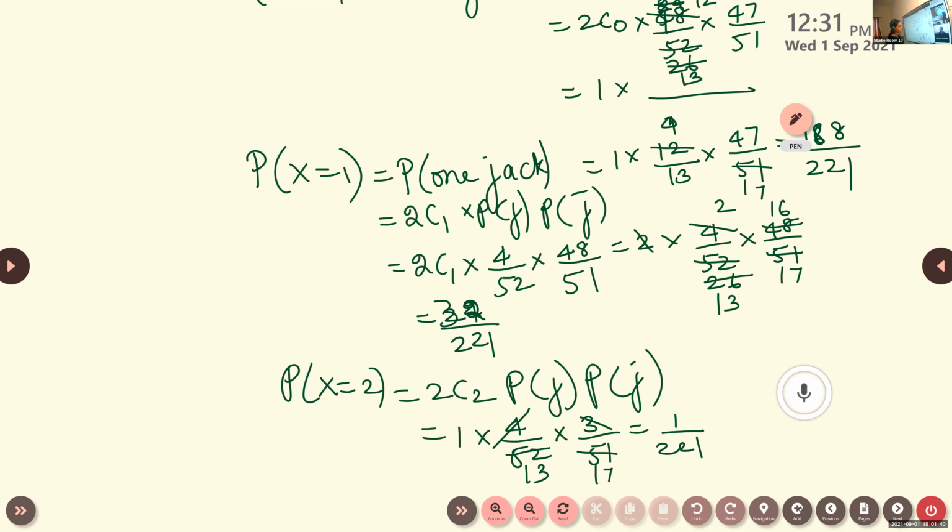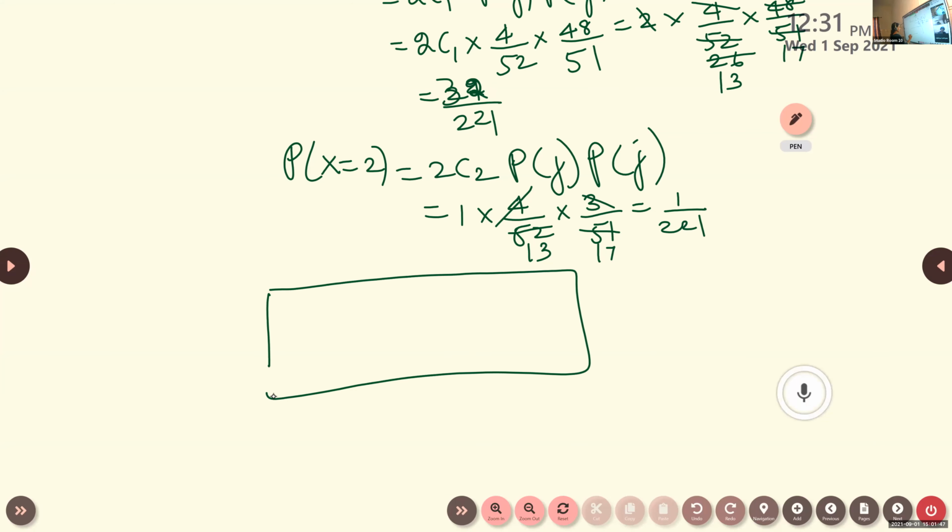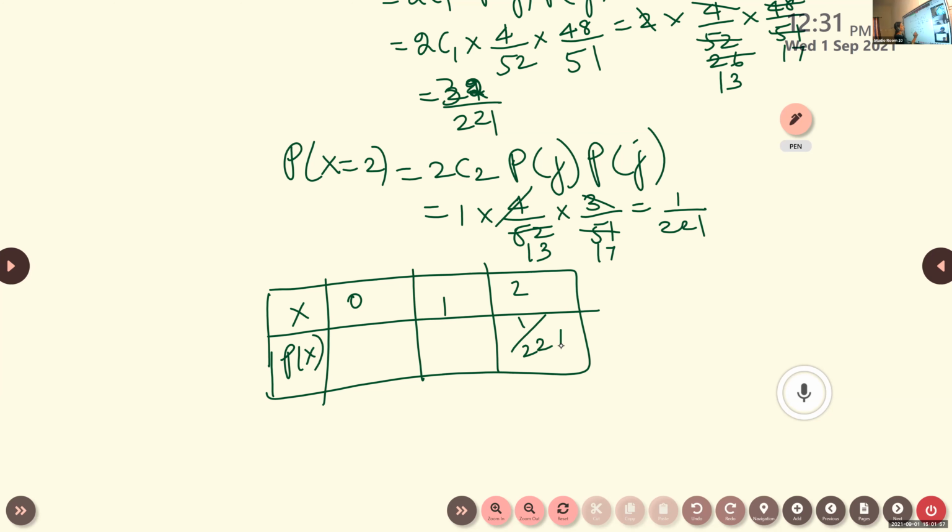Now draw the probability distribution table. You have to draw the table: X and P of X. X values 0, 1, 2. It is 188 by 221, 32 by 221, 1 by 221. So when you add this, you can check whether you will get 221 by 221. Sum of probabilities is 1. Are you getting sigma P i is 1? The sum of probability is 1.